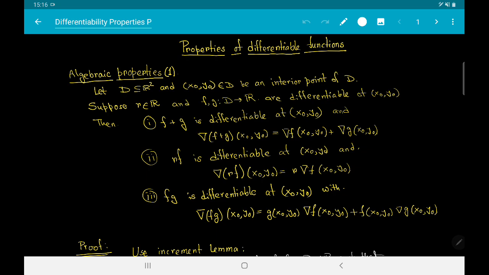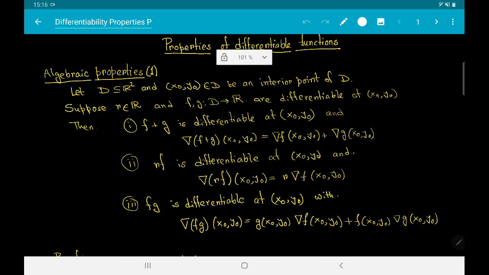So let us start with some algebraic properties as I have just mentioned. Recall that whenever we talk about algebraic properties, what we are going to talk about is that if we have two differentiable functions, then whether their sum, product, or a scalar product is going to be differentiable or not, or in fact whether the quotient of two differentiable functions is going to be differentiable, and if they are differentiable, then what are their derivatives at a given point that we are considering.